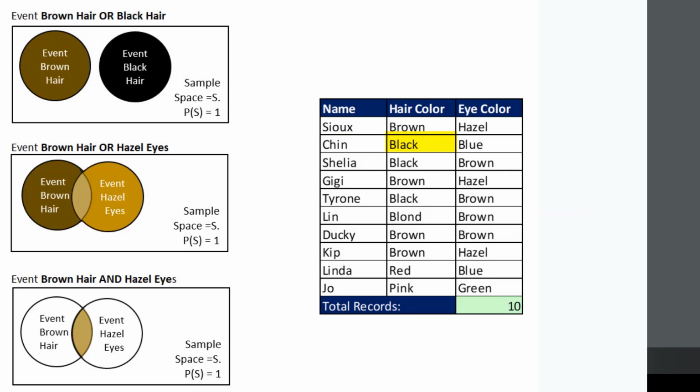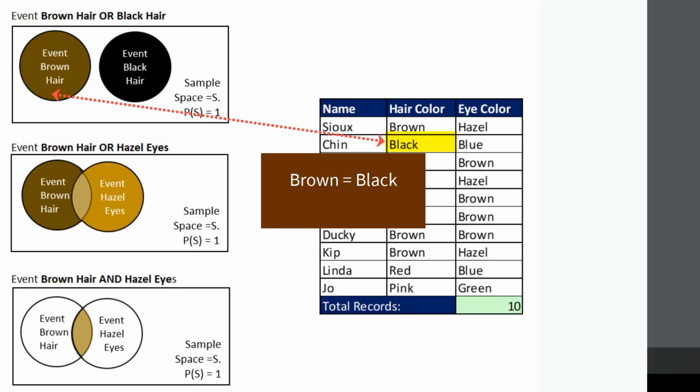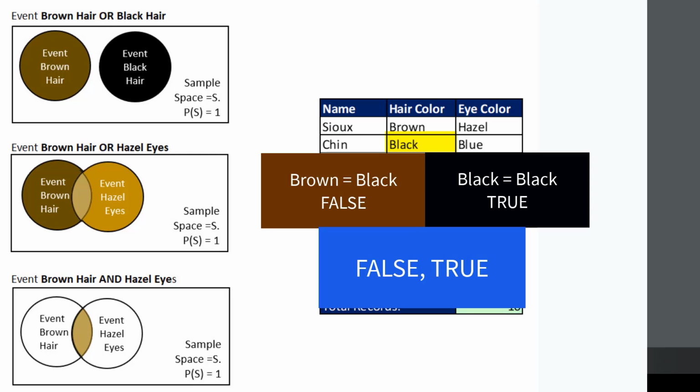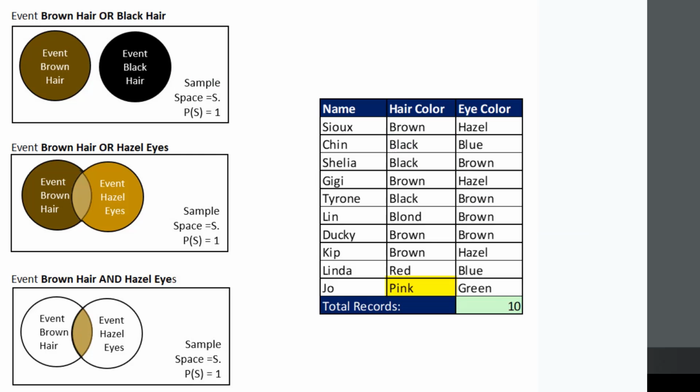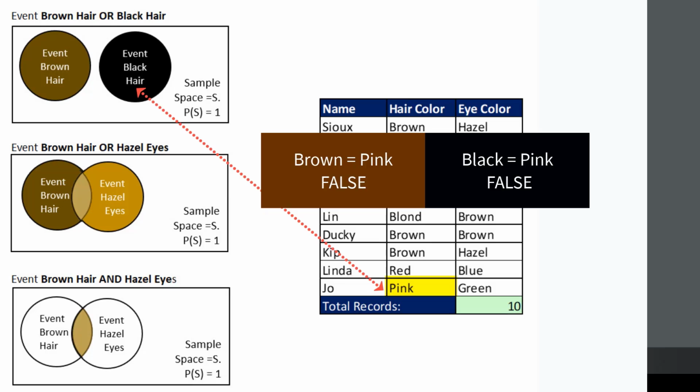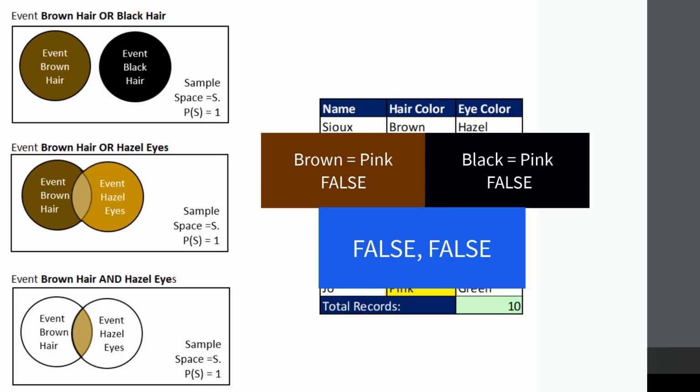For the second record, we ask, is brown hair equal to black? False. Is black hair equal to black? True. So here we get a false, true. Now for the last record, we ask, is brown equal to pink? False. Is black equal to pink? False. So we get two falses.